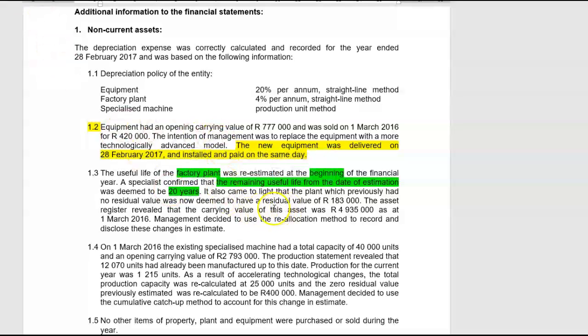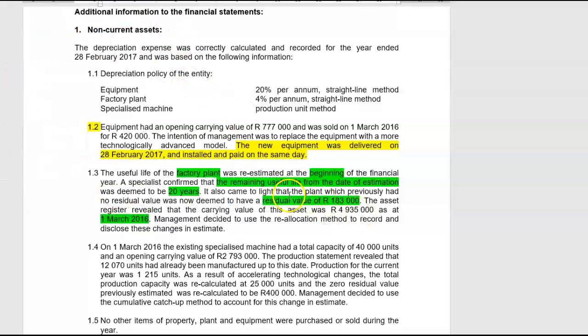It also came to light that the plant, which previously had no residual value, was now deemed to have a residual value of 183,000 Rand. The asset register revealed that the carrying value of this asset was 4,935,000 Rand as at 1 March 2016.